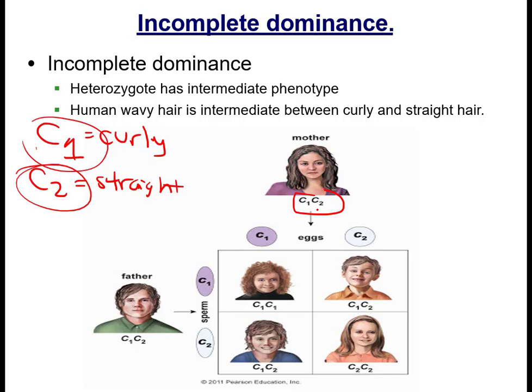So if this mother had C1, C2 wavy hair, and the father also had wavy hair, and we were going to do a Punnett square across them, if this child got 2 copies of C1, they would have curly hair. If this child got 2 copies of C2, that's the straight hair allele, they would definitely have straight. But these two have one C1 and one C2, so they get a mix of straight and curly, they get wavy. So that's how incomplete dominance works. There's not one that's dominant or one that's recessive. They just kind of mix together and form this hybrid.